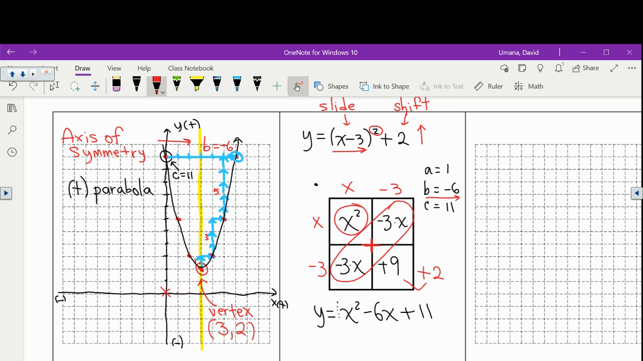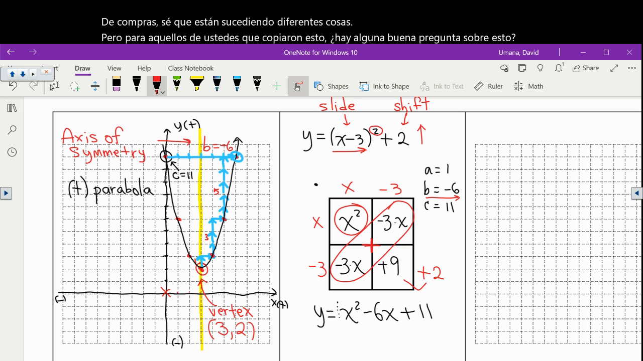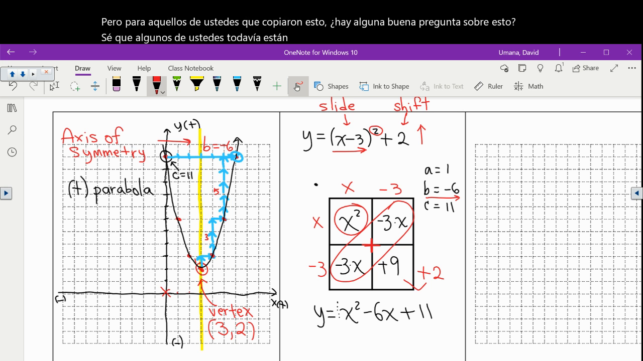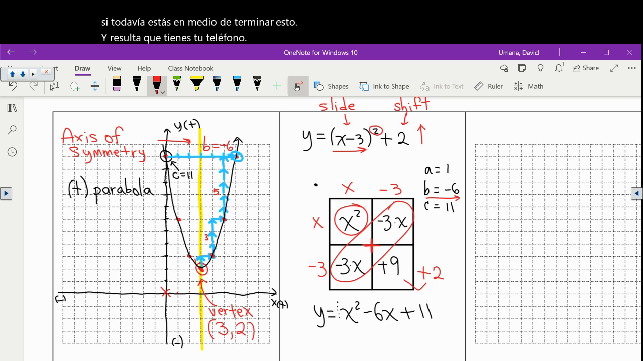All right. So what I'm going to do is I will probably come back to this for those who are not done copying. I know there's different things happening. But for those of you who did copy this, are there any quick questions on this? I know some of you are still in the middle of finishing. I'm going to ask you to do this. If you're still in the middle of finishing this and you happen to have your phone, take a picture. If you're still in the middle of it, so that I can kind of move on, take a picture of it, and you'll just finish it up.